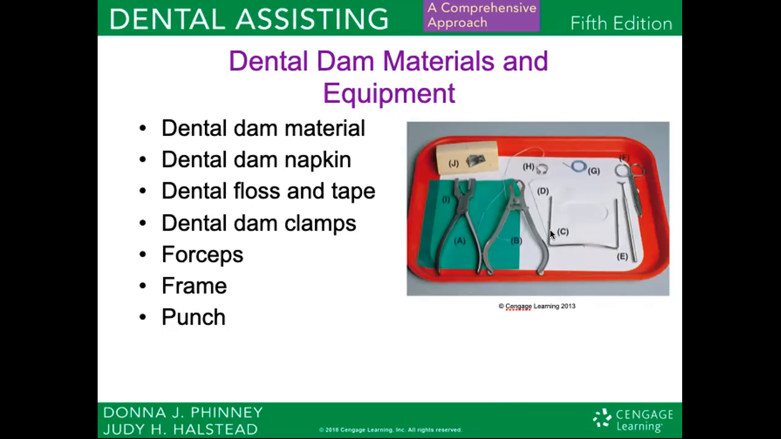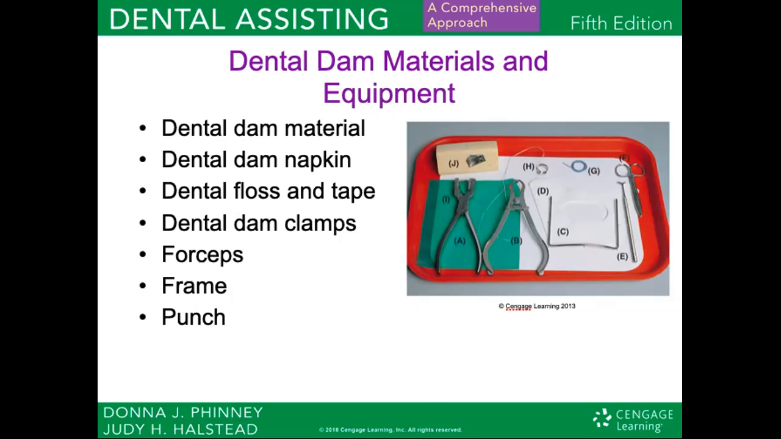The next thing is a dental dam napkin, which we see on item D over here. You can see it looks sort of like this little paper or cotton sheet of material that has a hole in the center where the patient's lips would go. The reason why a dental napkin is used is just to provide a little comfort for the patient and to absorb any water, saliva, or perspiration from the patient.